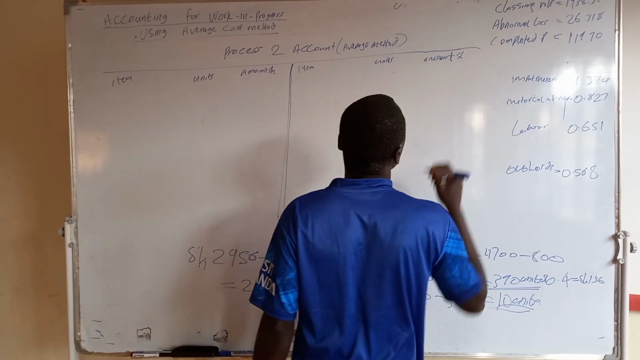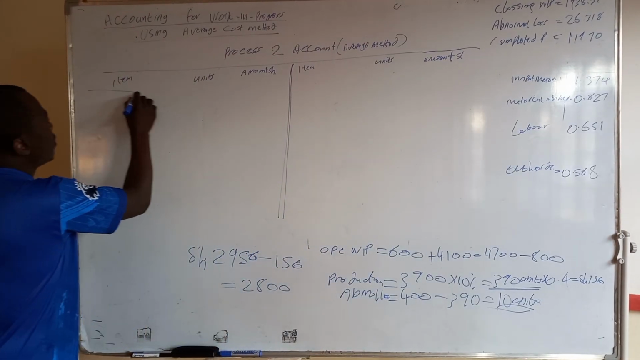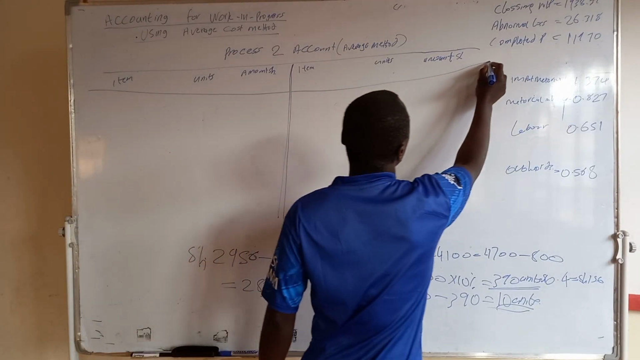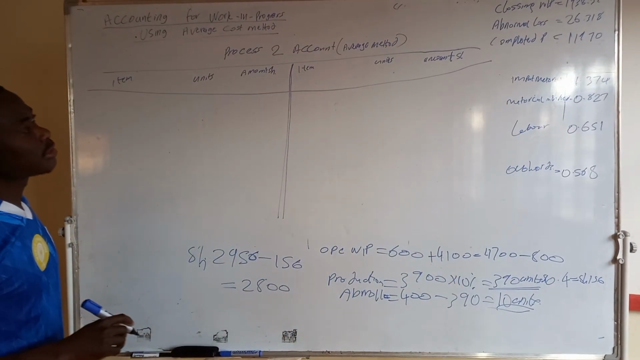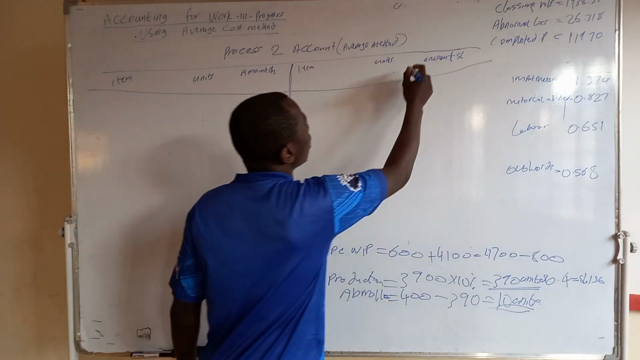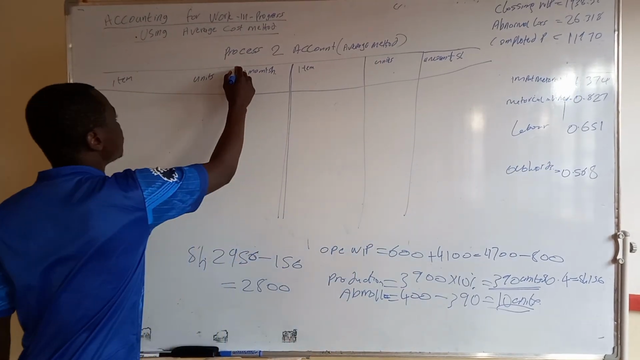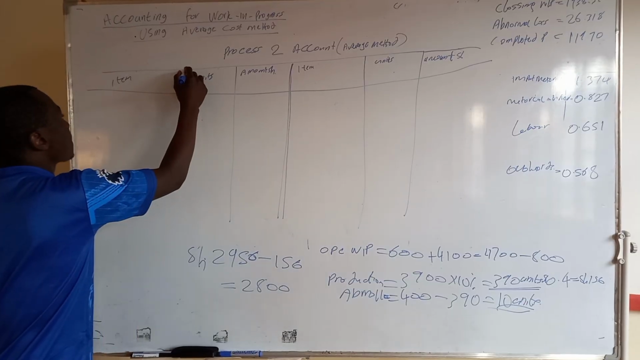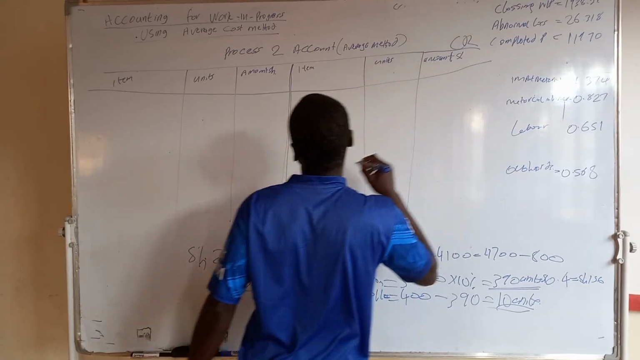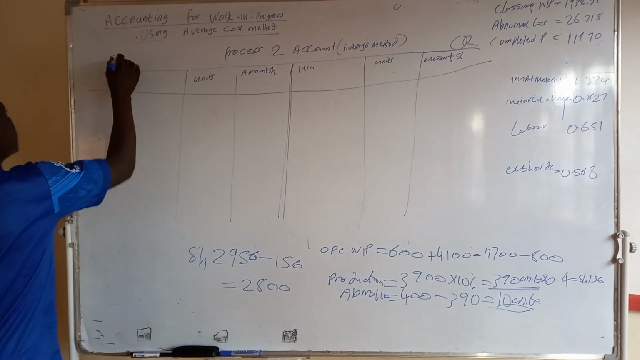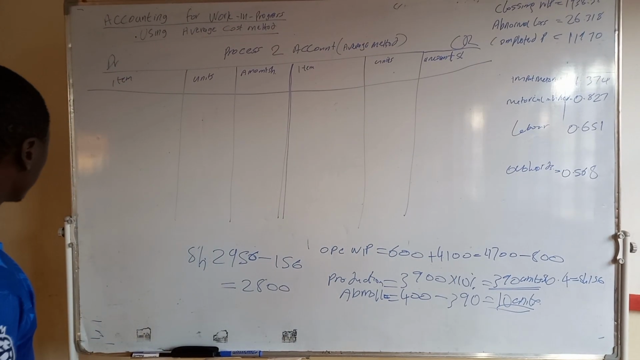The amount we are using shillings. Same. This is here, and this is here. Okay. Now we start with opening work in progress.